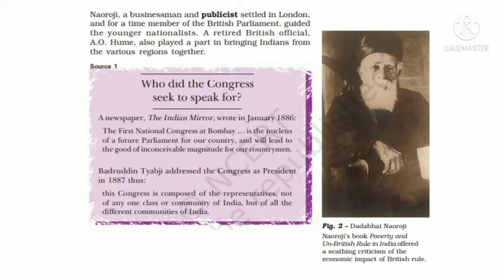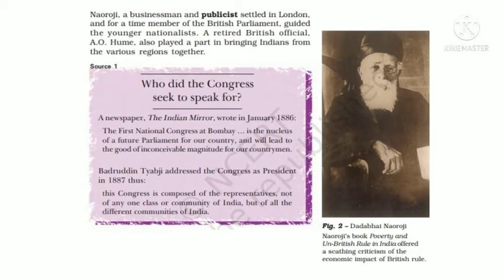Who did the Congress seek to speak for? The first Indian National Congress at Mumbai. Badruddin Tyabji addressed the Congress as president in 1887. This Congress is composed of the representatives not of any one class or community of India, but of all the different communities of India.